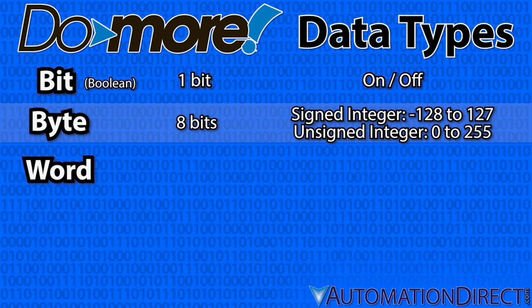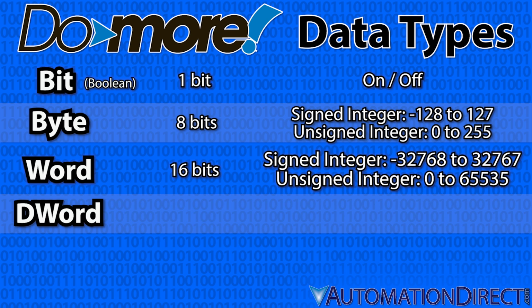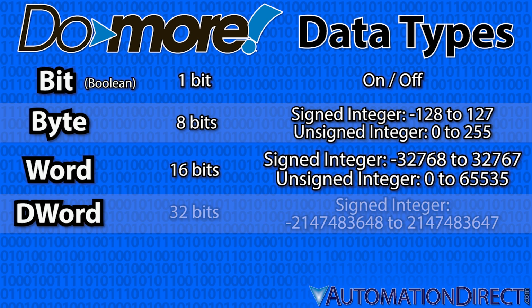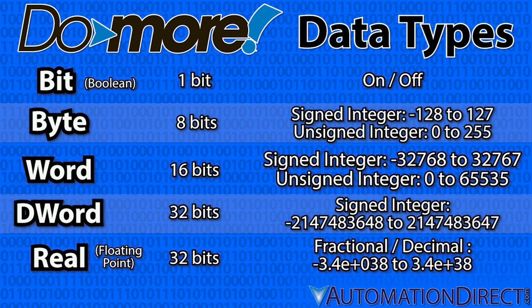A chunk of 2 bytes, 16 bits, is known as a word. A word generally represents an integer whole number value in binary format, either signed or unsigned. Comprising 32 bits, double words can be used to represent much larger numbers. Real numbers likewise use 32 bits but represent a fractional value in a decimal format, or at least a close approximation thereof. With these data types, we can store and manipulate all the information needed for any process a PLC could be tasked with.